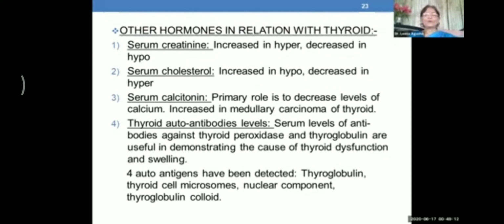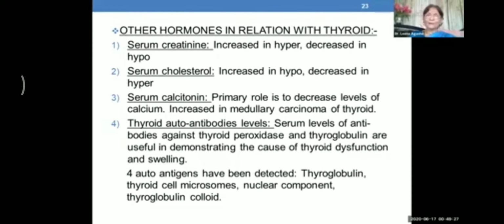We see that T3 is more effective. You get the result and response within a very short period of time, that is within hours. But the effect goes off very early. That is why you have to give the dose of T3 thrice in a day.